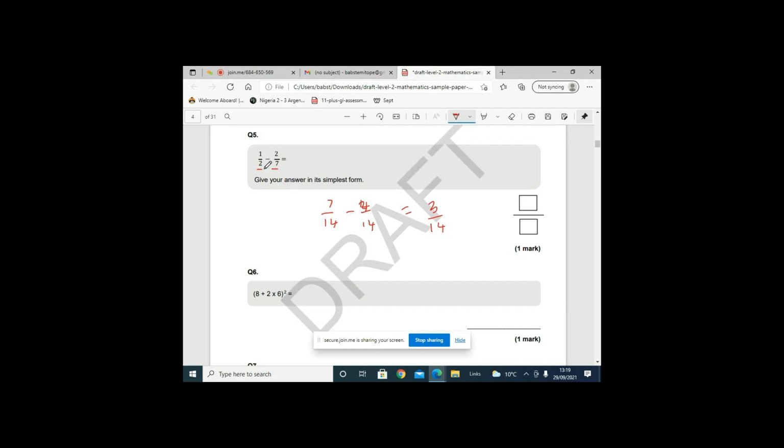When I change it to 14, for me to change 2 to 14, I have to multiply by 7. So 7 times 2, 14. 7 times 1 is what? 7. Can you see? So I transform this fraction to this. And this 1 over 2 to that. That's it.